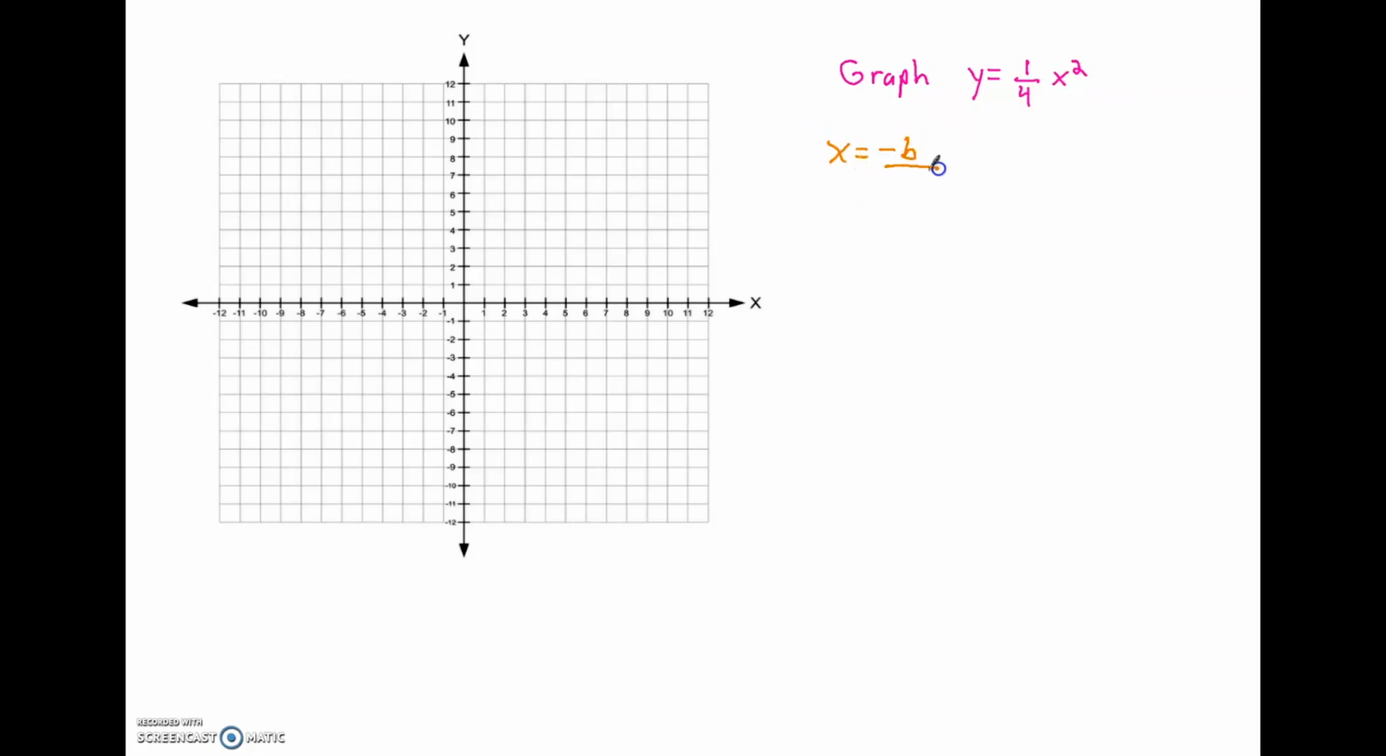So the equation is the opposite of b all over 2a. Again here, we have no b term. Where did that b term go? And we have no c term. But that doesn't matter on this particular graph. We'll talk about that in a later video.